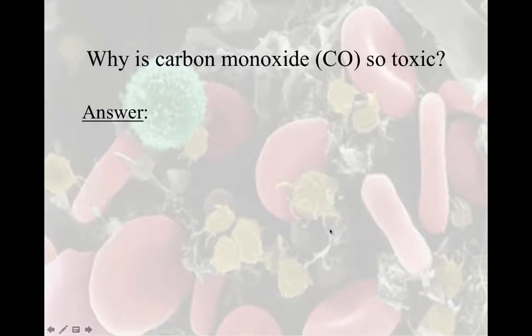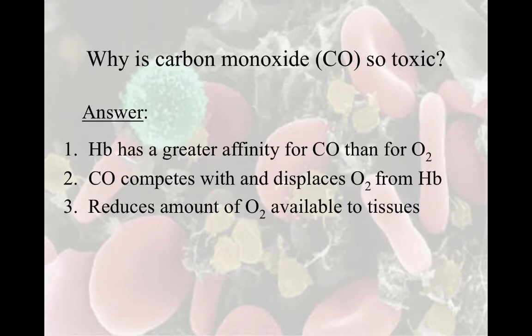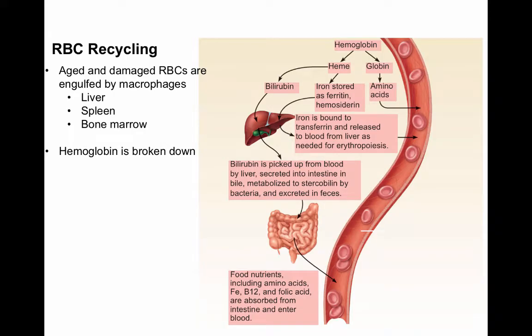And so these heme groups are tied in with these globin proteins, and together we have hemoglobin. A question comes up then as to why carbon monoxide is so toxic. The answer is that hemoglobin has a greater affinity for carbon monoxide than for oxygen. And carbon monoxide will actually compete with and displace oxygen from hemoglobin, which reduces the amount of oxygen available to the tissues. Once red blood cells have lived their life, they will be recycled.